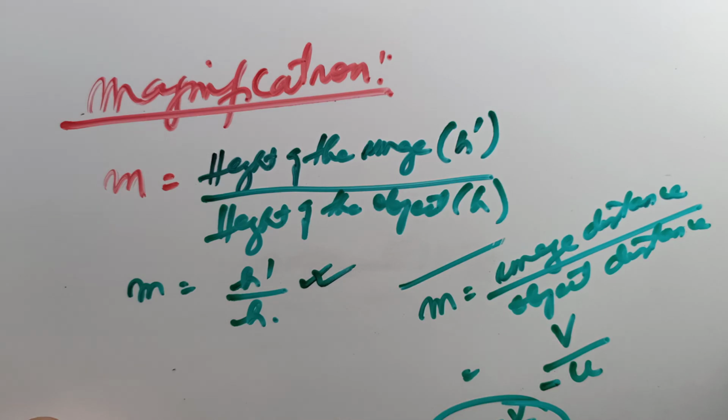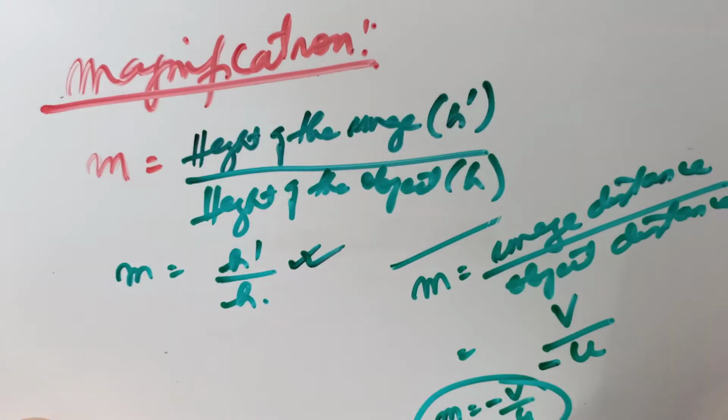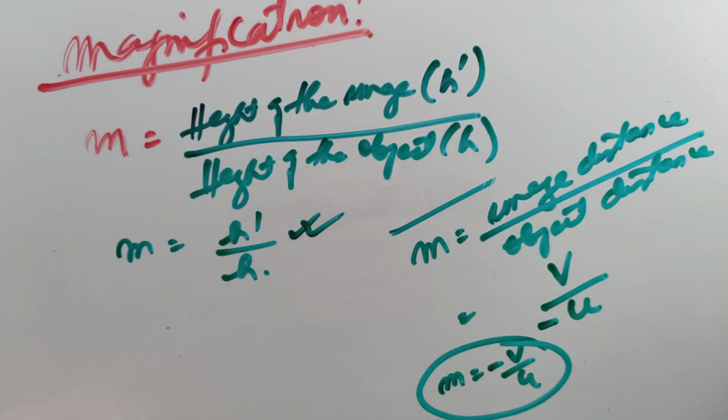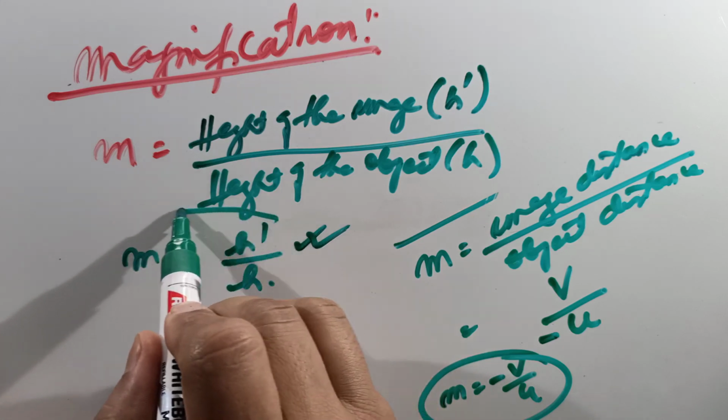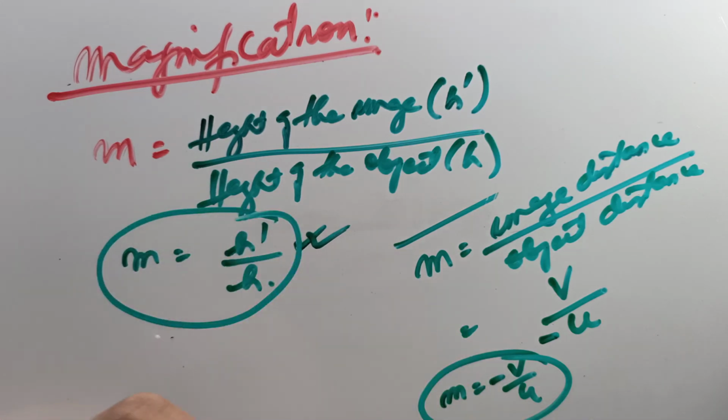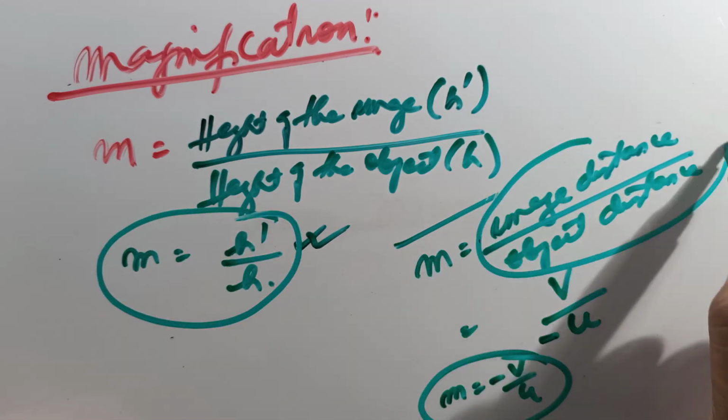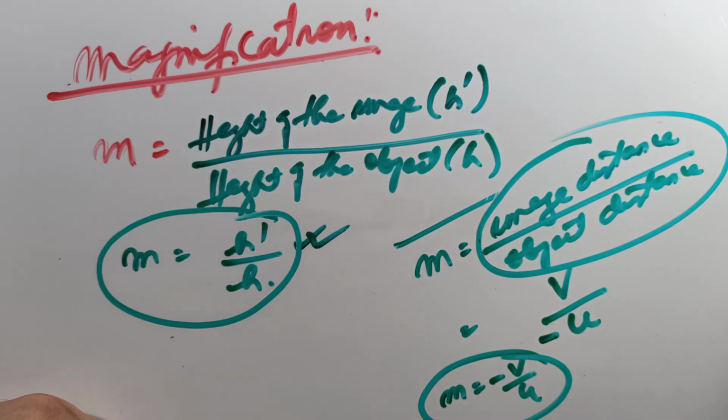So in case of magnification for spherical mirrors, m is height of the image to the height of the object, or image distance to the object distance. Okay, with this we have come to the end of the mirror section of the chapter of light. After this we have the numerical problems, but numerical problems we will be doing at the end of the chapter.